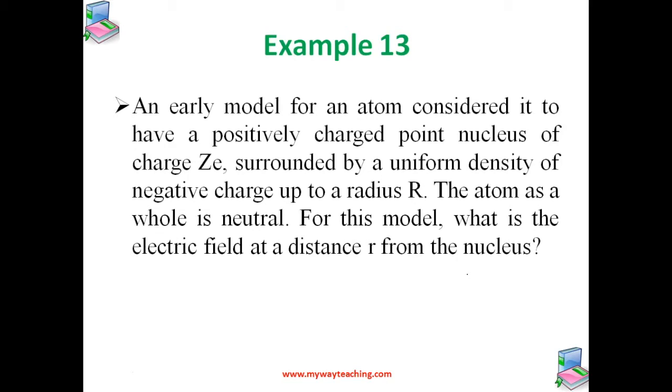Now let us study one simple example. An early model for an atom considered it to have a positively charged point nucleus of charge Ze, which is surrounded by a uniform density of negative charge up to a radius R. The atom as a whole is neutral. For this model, what is the electric field at a distance r from the nucleus?